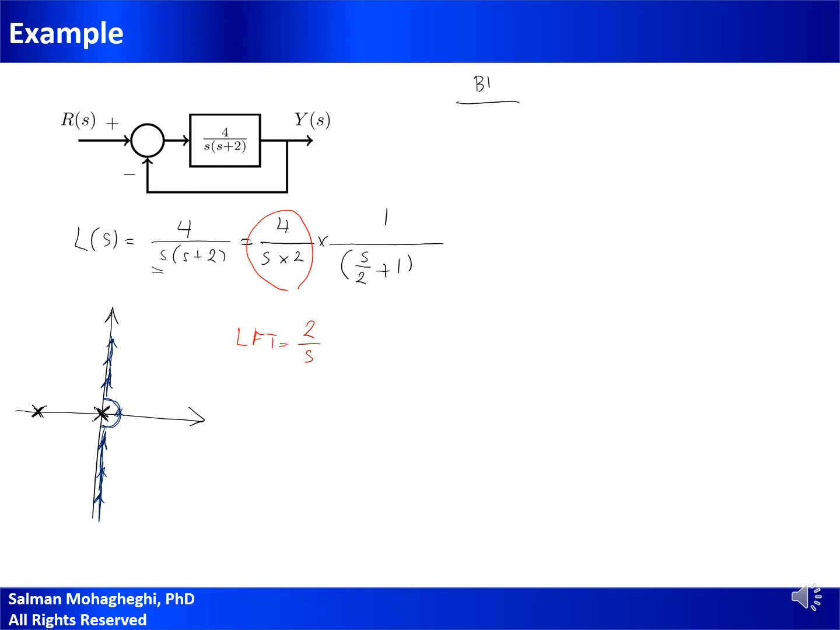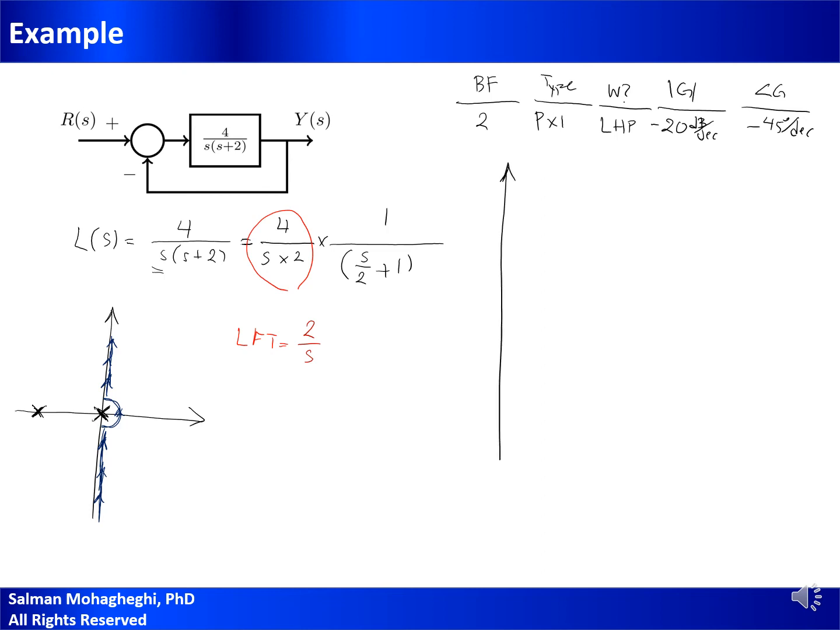We can write the break frequency table too. It's pretty simple because I only have one break frequency, so the frequency is going to be 2. Type is going to be a pole, which is first order. Where is it located? It's in the left half plane. What is the slope for magnitude? It is going to be minus 20 dB per decade because it's in the left half plane. And the slope for phase angle is going to be minus 45 degrees per decade.